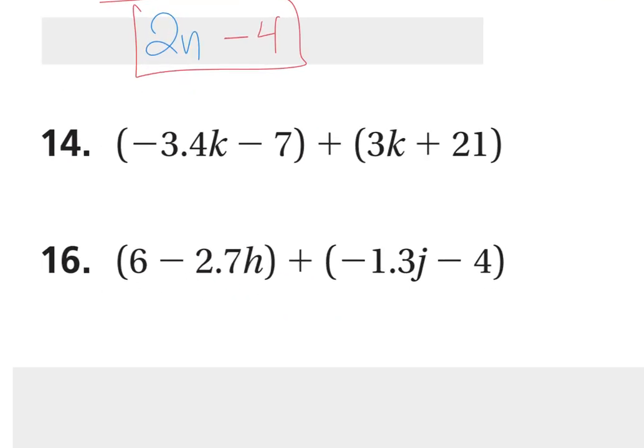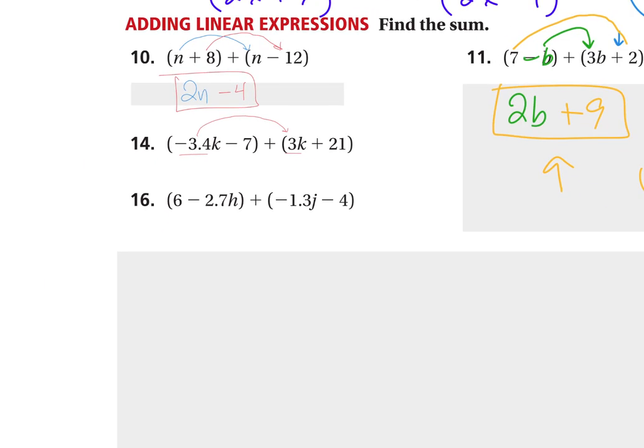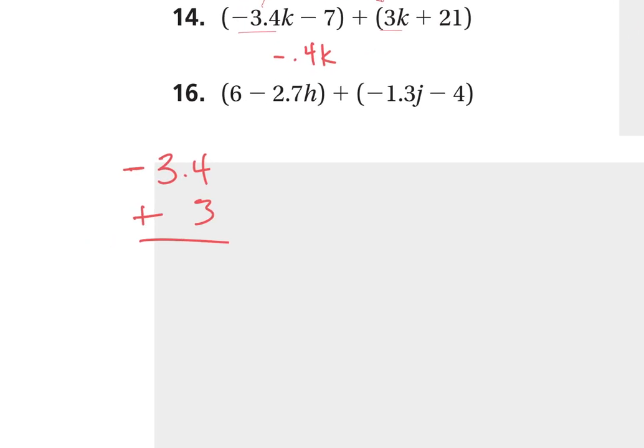Okay, adding. Let's do some more adding. Like terms. Negative 3k plus 3k. Well, that will look like this. Negative 0.4k. If you're not sure what I mean, we have negative 3.4k, right? And if you were going to add 3, is that enough to make it positive? No. So, in fact, here, watch this.